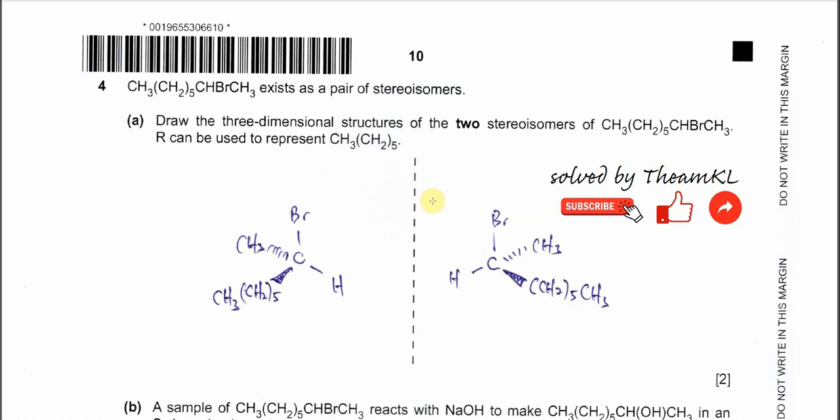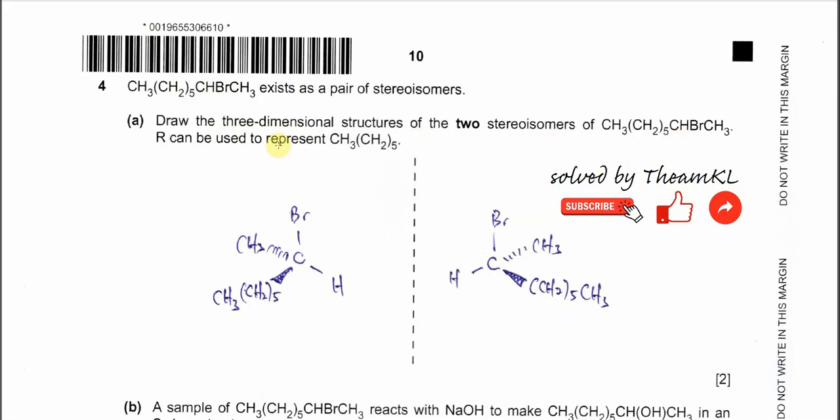Question 4. There is one halogenoalkane that exists as a pair of stereoisomers. Part A. Draw the 3D structure of the two stereoisomers of this halogenoalkane.